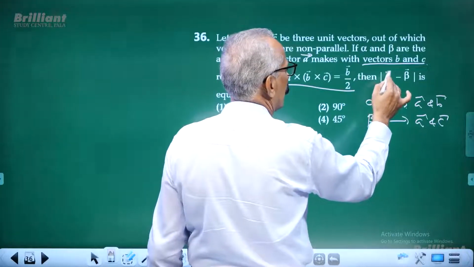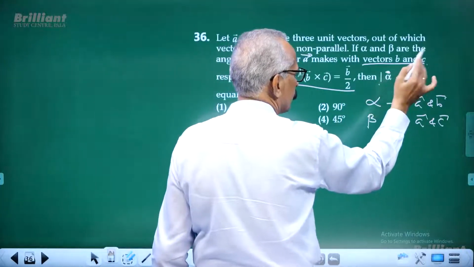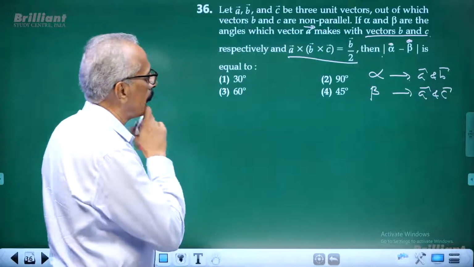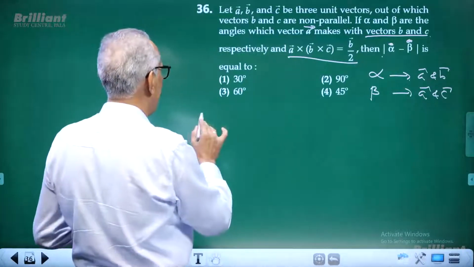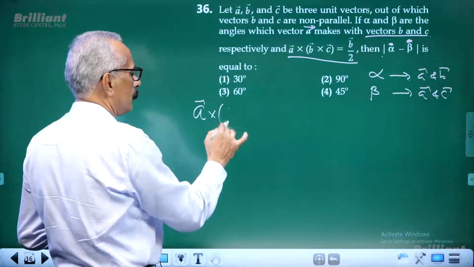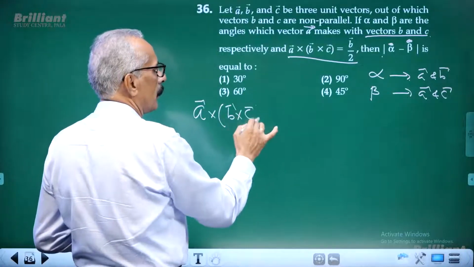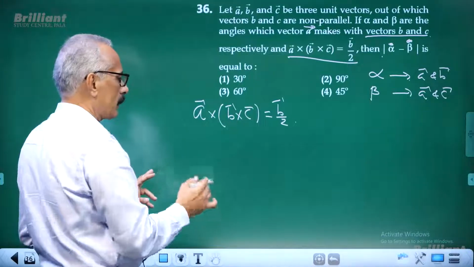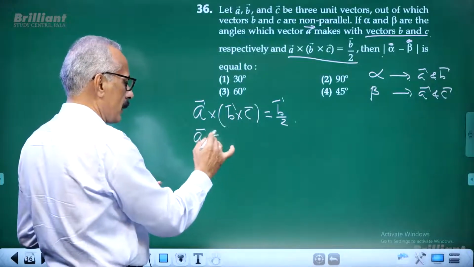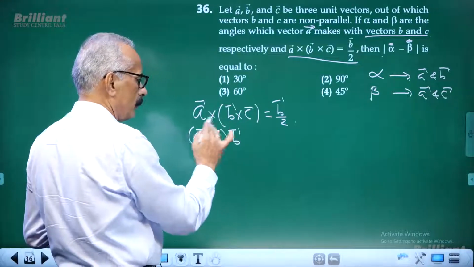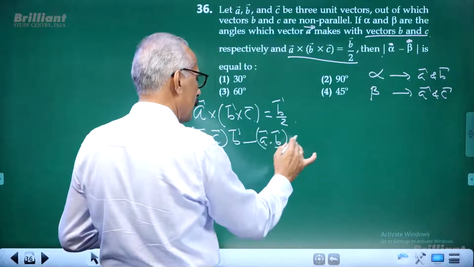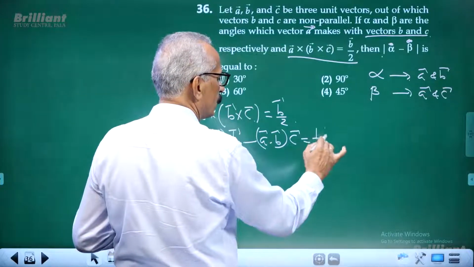There is no arrow at all. All right, we will do. What are we given? We are given A cross B cross C equal to B by 2. What's the formula for vector triple product? It is A dot C into B, first dot third into B, minus A dot B into C, equal to half of vector B.